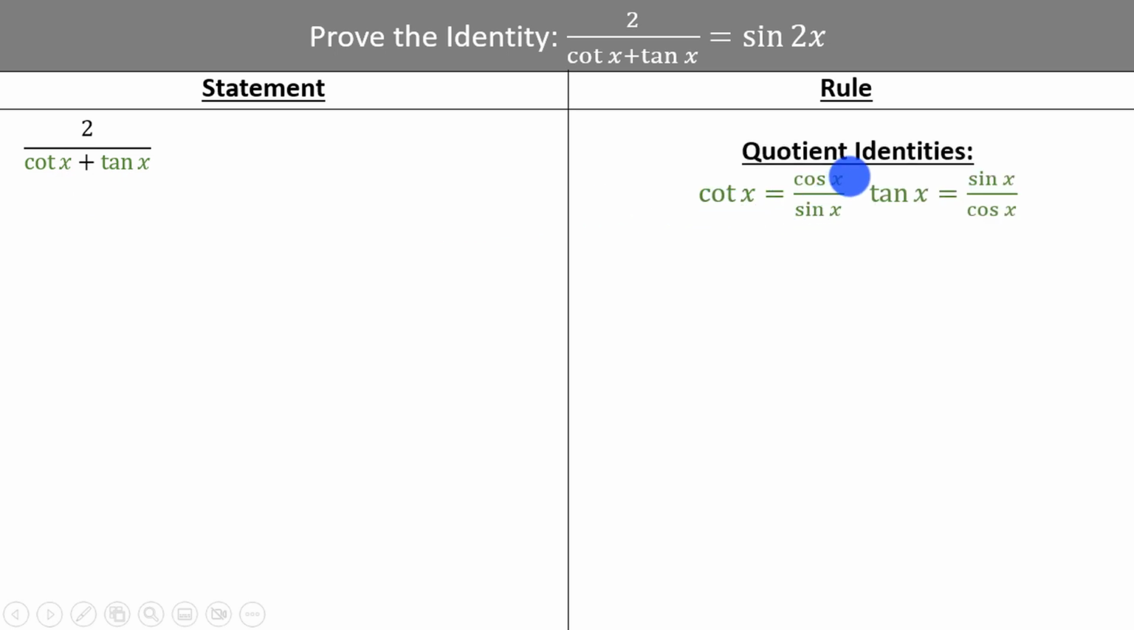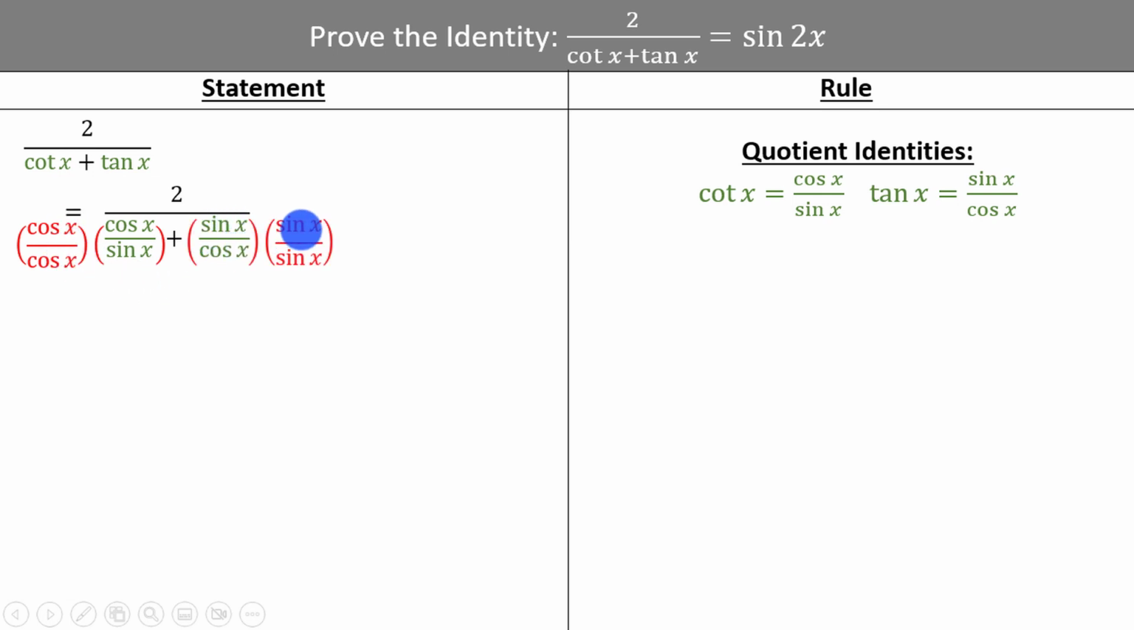Cotangent is the same thing as cosine over sine, and tangent is the same thing as sine over cosine by the quotient identities. We have 2 over cosine of x divided by sine of x plus sine of x over cosine of x. Let's try to get a common denominator between the two terms in the denominator. The common denominator will be sine of x times cosine of x. So let's multiply each term by what it is missing in the common denominator divided by itself. So we must multiply cosine of x over sine of x by cosine of x over cosine of x, and sine of x over cosine of x by sine of x over sine of x.